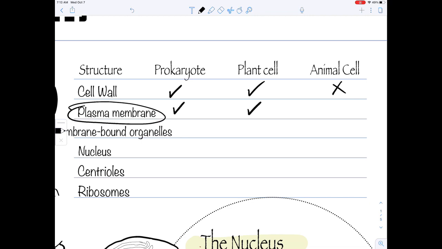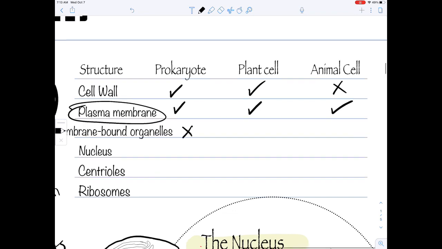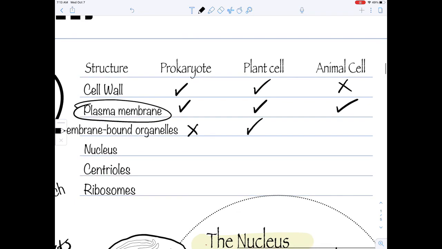Membrane-bound organelles. When we looked at the difference between prokaryotic and eukaryotic, we saw that prokaryotes do not have membrane-bound organelles, and eukaryotes do. So we'll see no membrane-bound organelles in prokaryotes, but we will see them in plant and animal cells. Nucleus comes back to our prokaryote, eukaryote. We do not see a nucleus in prokaryotes. We do see it in plant and animal cells.